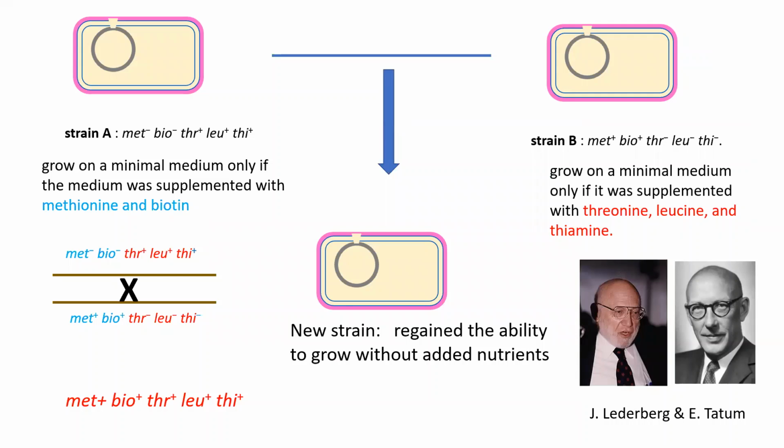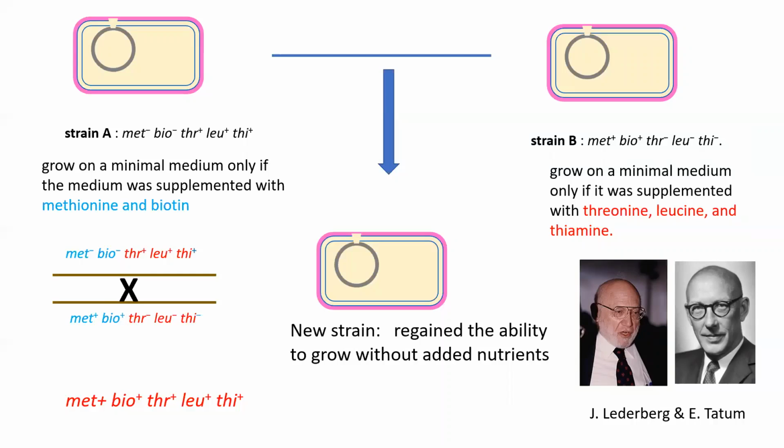The phenomenon of bacterial conjugation was discovered by J. Lederberg and E. Tatum in the year 1946. They took two mutant E. coli strains: strain A, which could grow on a minimal medium only if the medium was supplemented with methionine and biotin, and strain B, which could grow only if it was supplemented with threonine, leucine, and thiamine. After mixing these two mutant strains, surprisingly, they got a new strain which regained the ability to grow without added nutrients.